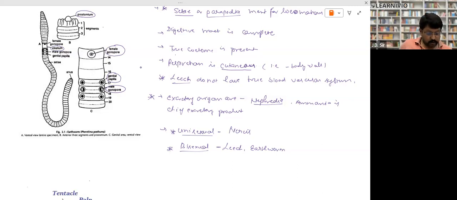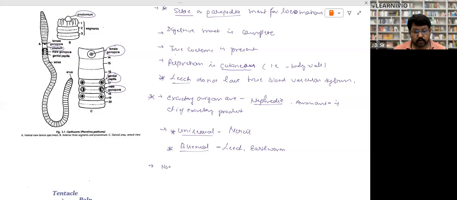There are no RBC, but amoeba-like blood corpuscles are present. Amoeba-like means amoeboid, like WBC. Can you tell the sentence from amoeba-like? Okay.